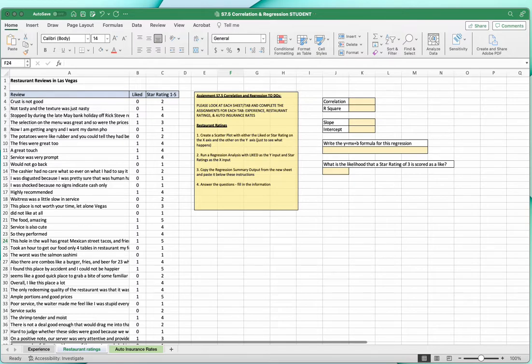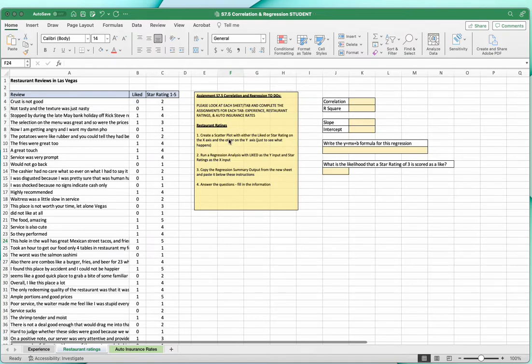We took each review and recorded whether they liked it or didn't like it. Liked was either a 0 or a 1: a 0 is they didn't like it, and a 1 is they liked it. There were also star ratings from 1 through 5. We just wanted to determine what was going on in this restaurant, and whether we can predict from their star rating whether they liked it or not. It would seem intuitive, but we'll go through this.